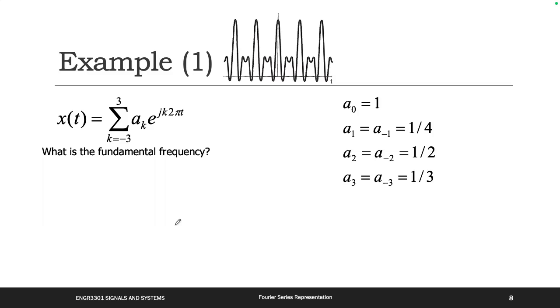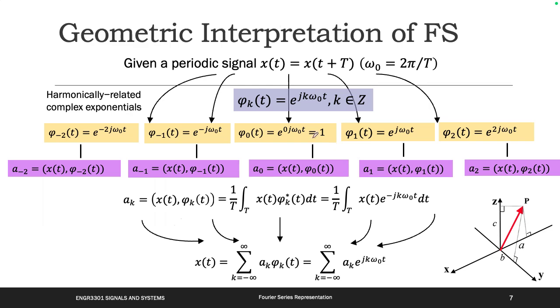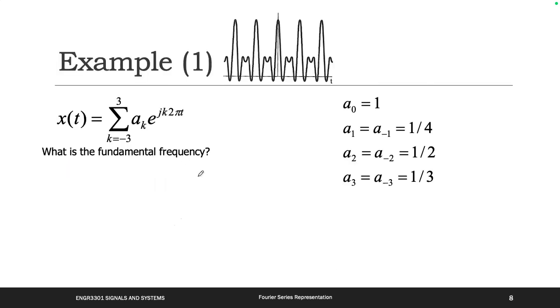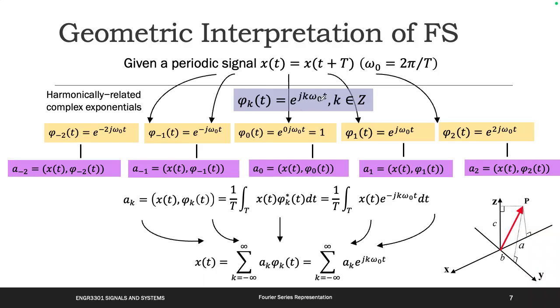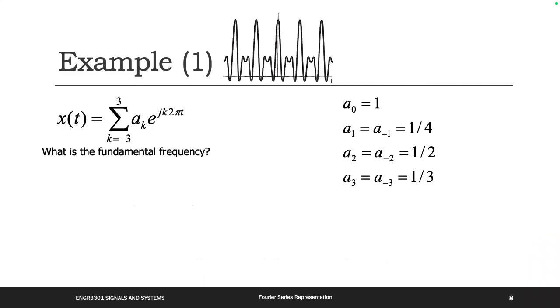Firstly, a very important thing I forgot to mention: for these questions, if I give you a signal, the first thing you need to find is the fundamental frequency, because it decides the following equations. For this equation, what is the fundamental frequency? Omega naught, obviously. Compare this one with this one: 2 pi. So the fundamental frequency, when k equals 1, is 2 pi, and the period is 2 pi over omega naught, which equals 1. This is easy.